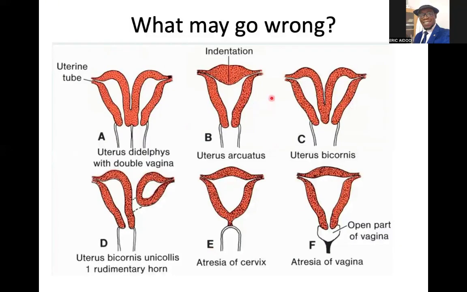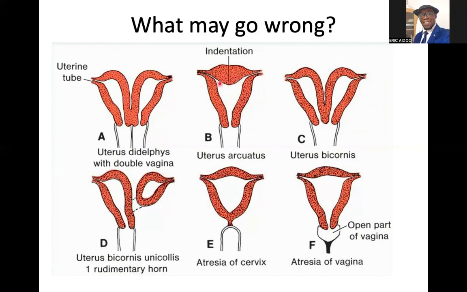What are some of the things that may go wrong? You can have uterus didelphys with double vagina, which means that the paramesonephric ducts that joined did not join well, and then there was no degeneration of the septum that borders both tubes. So this is supposed to degenerate, and here you can see that the formation of the uterus, that's the joining of the two paramesonephric ducts, was not too complete.